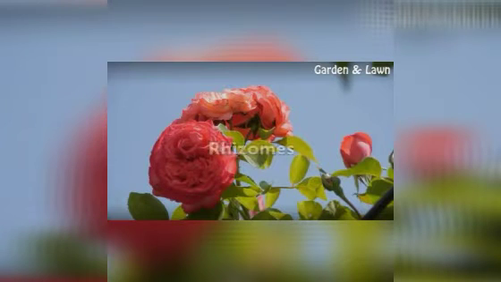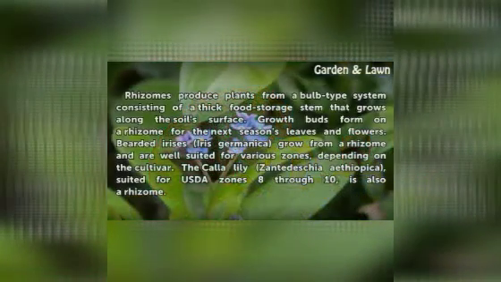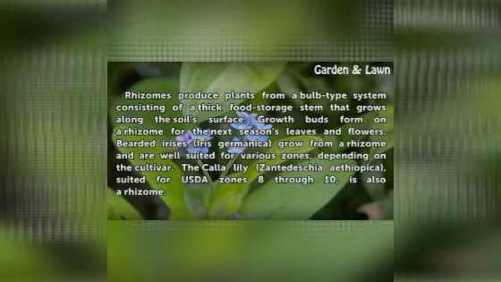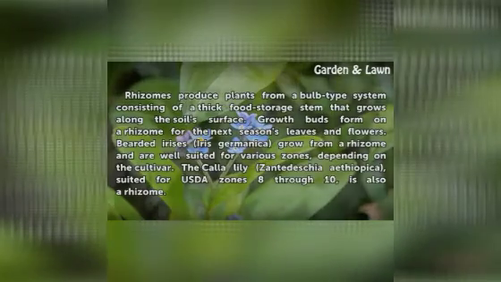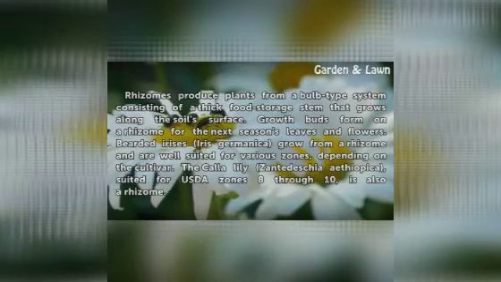Rhizomes. Rhizomes produce plants from a bulb-type system consisting of a thick food storage stem that grows along the soil's surface. Growth buds form on a rhizome for the next season's leaves and flowers. Bearded irises, Iris germanica, grow from a rhizome and are well suited for various zones, depending on the cultivar. The calla lily, Zantedeschia aethiopica, suited for USDA zones 8 through 10, is also a rhizome.